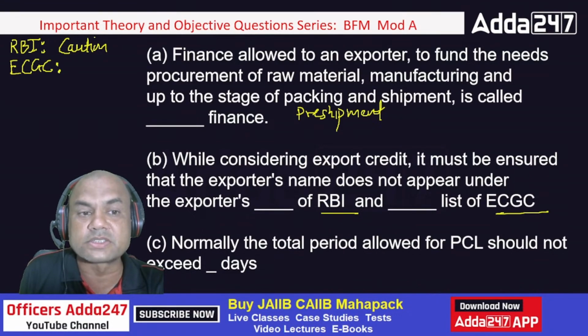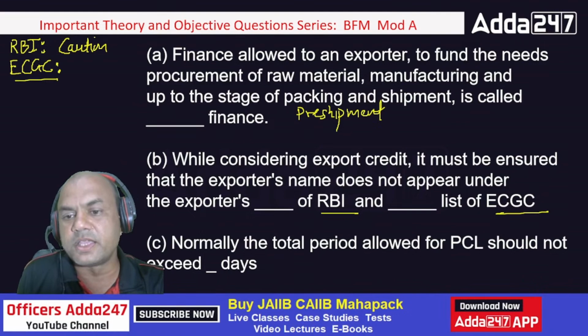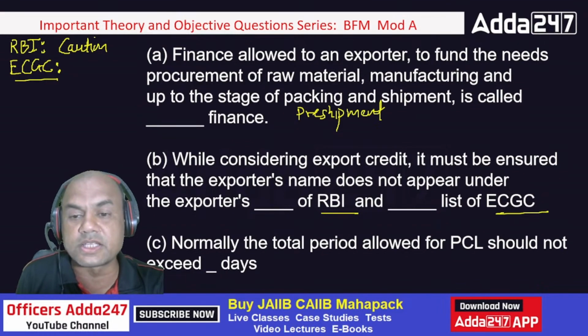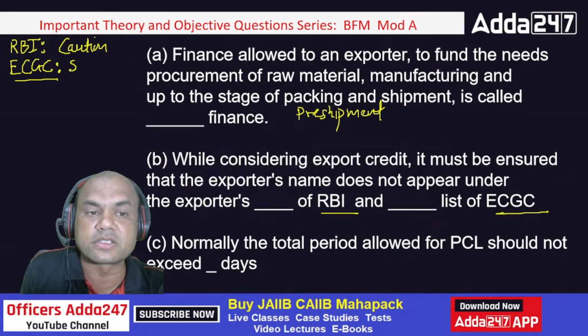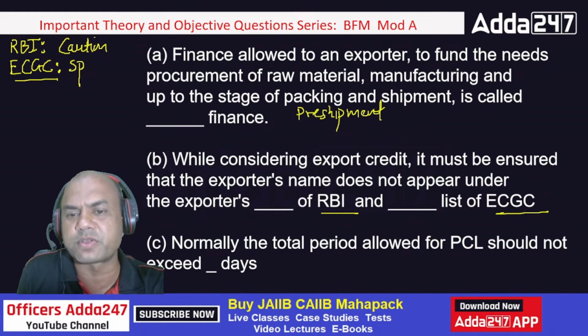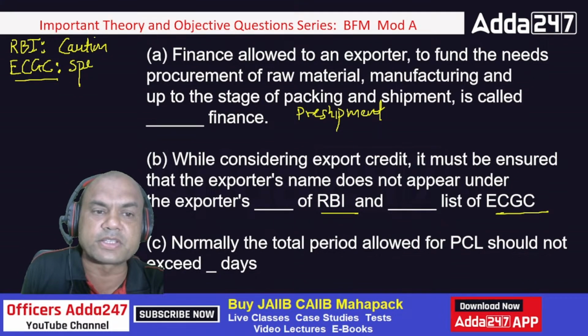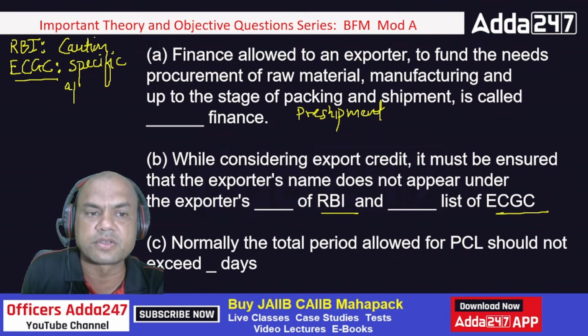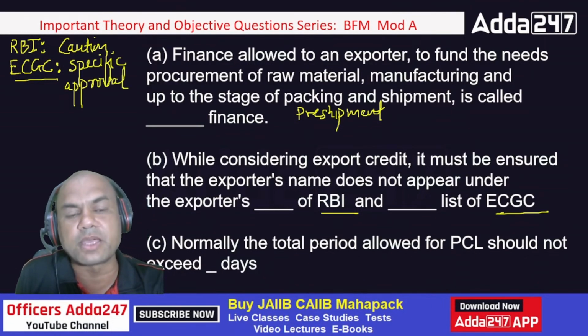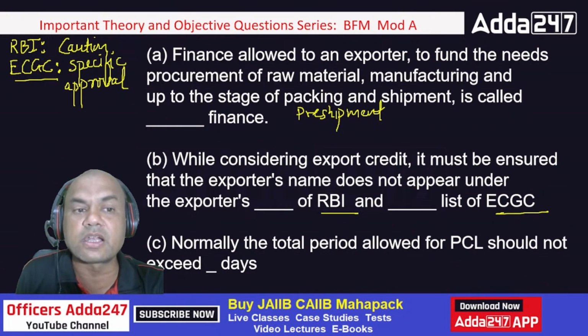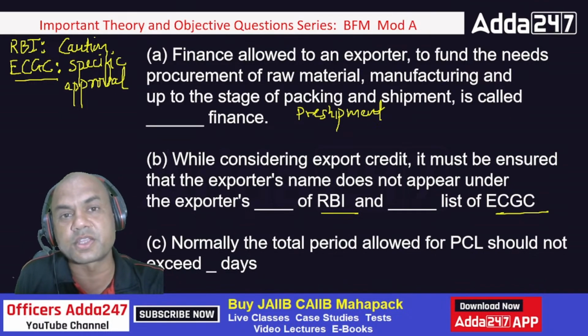Okay, let me first give you the answer to this. The ECGC list is known as the special approval list. Specific, or we call it special. It can be specific or sometimes it's called special. So specific approval list. So what does specific approval mean? ECGC tells the bank that... see, what is ECGC? Export Credit Guarantee Corporation. It is basically for insurance of whatever exports we do.